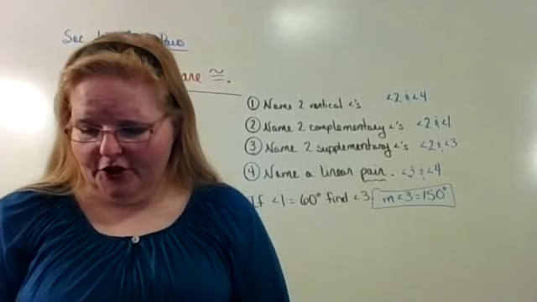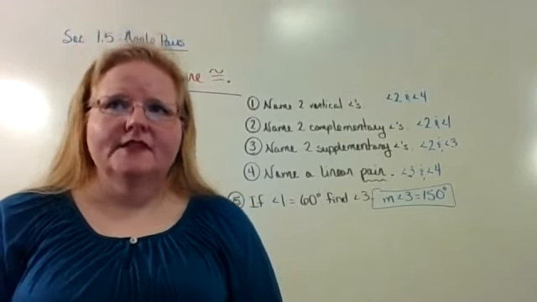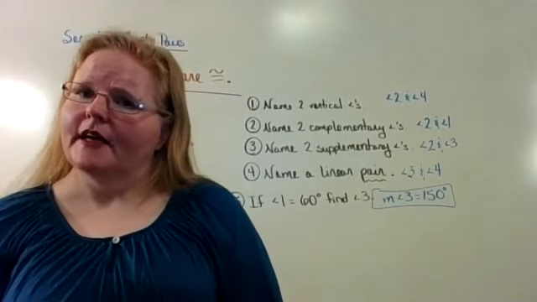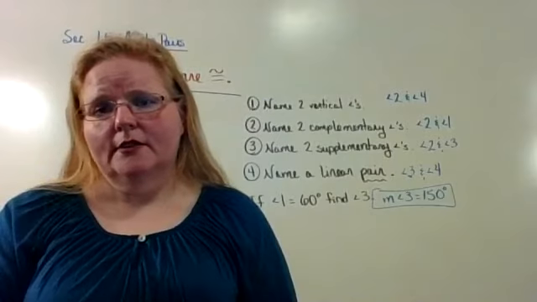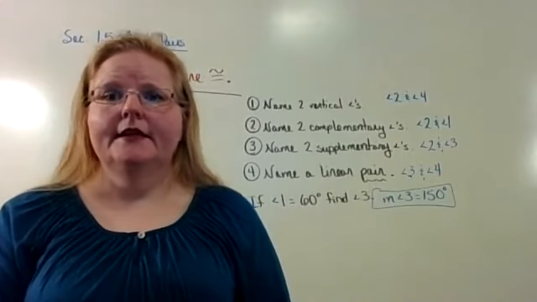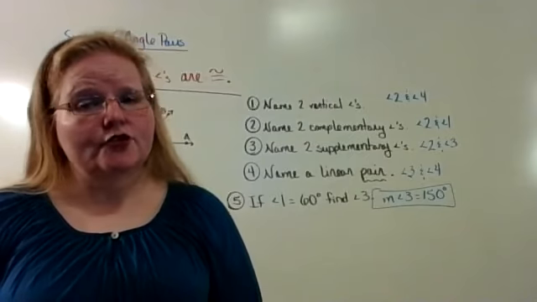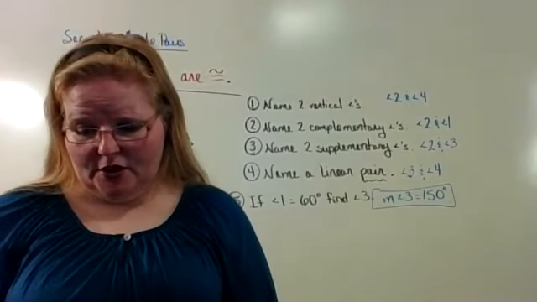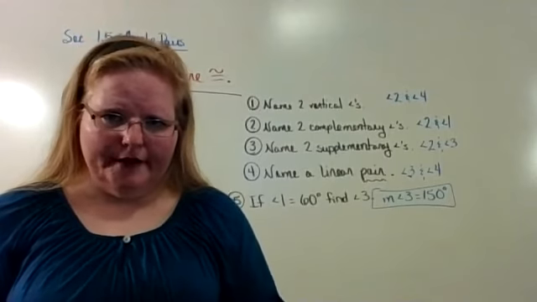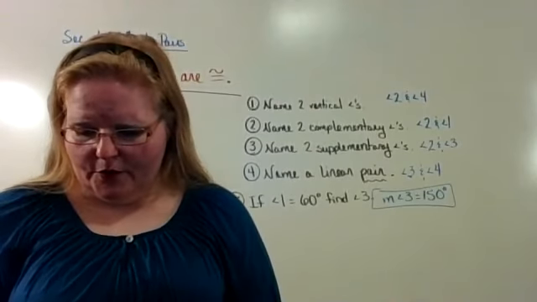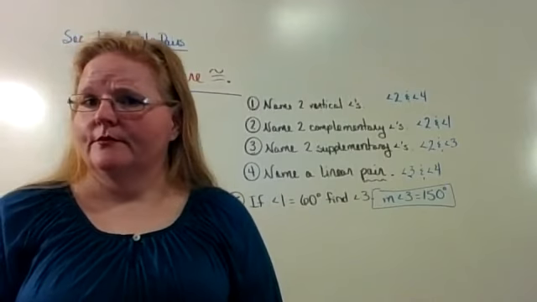A complement of an acute angle is acute. If it's a complement, that means it has to add up to 90 degrees, right? So if it's an acute angle, it's less than 90 degrees, and its complement is going to have to be less than 90 degrees too. So that's true by the definition of acute angles and 90 degrees. So a supplement of an obtuse angle is acute.